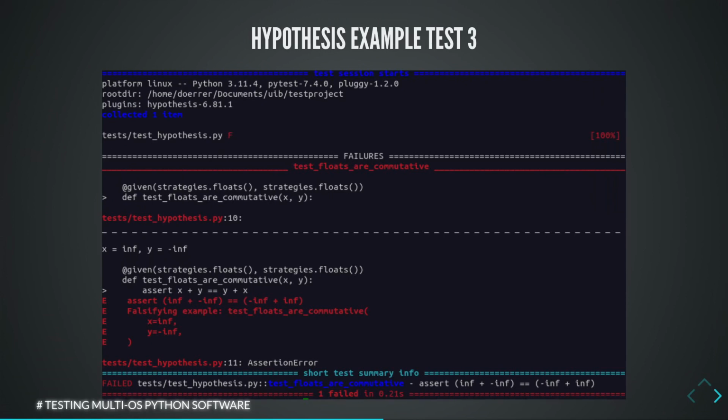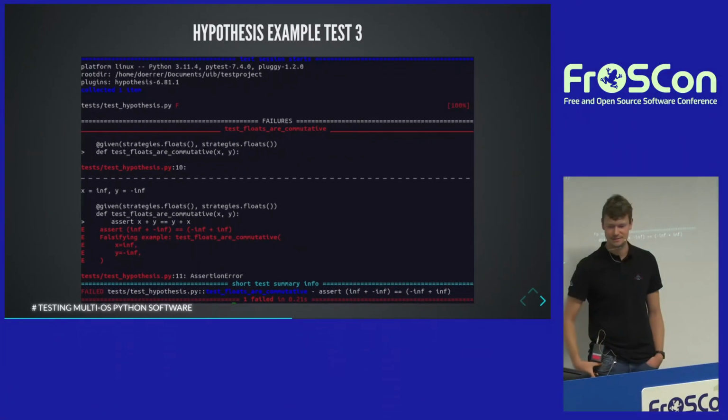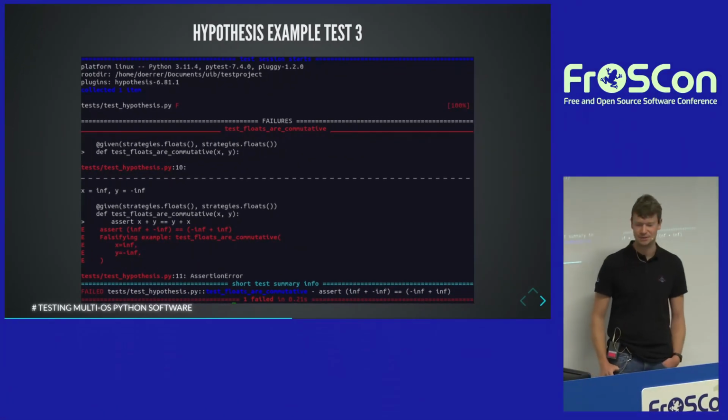You have x being infinity and y being minus infinity. And infinity plus minus infinity isn't 0. It is not a number. And now you have not a number, and you want to check it against not a number. And this is false, because any comparison with not a number has the result false. So you cannot compare anything against not a number in Python.